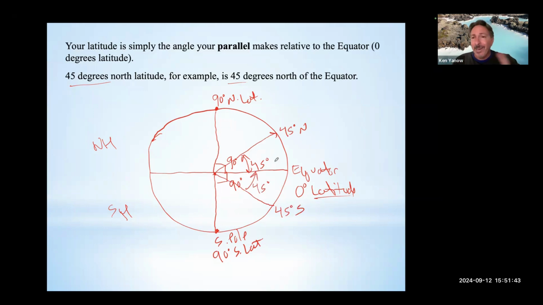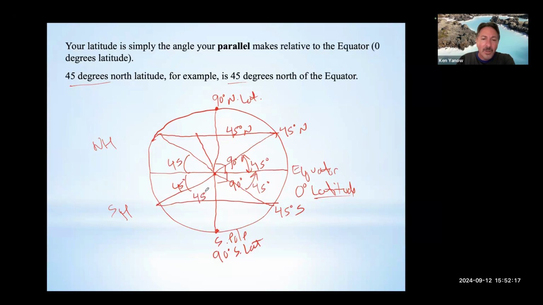Now, the fact of the matter is there's not just one spot on the Earth which is 45 degrees north. There's not just one spot on the Earth which is 45 degrees south. This is an angle of 45 degrees. This is an angle of 45 degrees. This is an angle of 45 degrees coming out of the page, and so on and so forth. So the 45th parallel is this entire line. This whole thing is at 45 degrees north. And this whole line is at 45 degrees south.